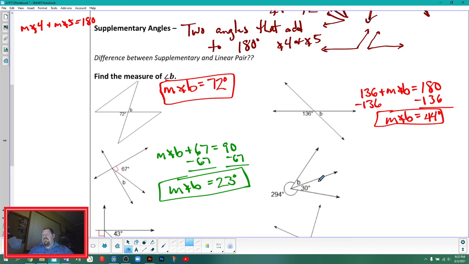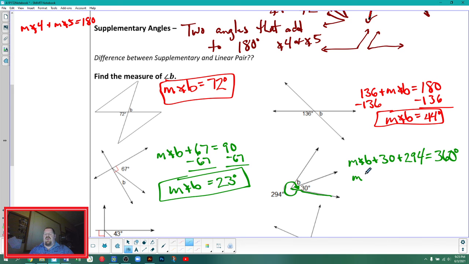This one's a little tricky because the angle B and 30 technically aren't anything special other than the fact that they are adjacent. And then we're going to use one other fact. A trip all the way around a circle, if I start on this line and I go all the way around back to this line, that covers 360 degrees. So the measure of angle B plus 30 plus the given 294, those three angles added together equal 360 degrees.